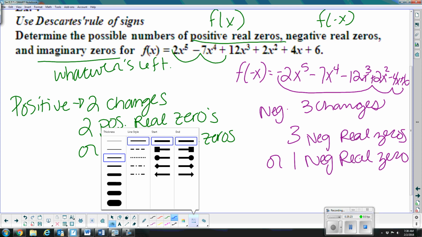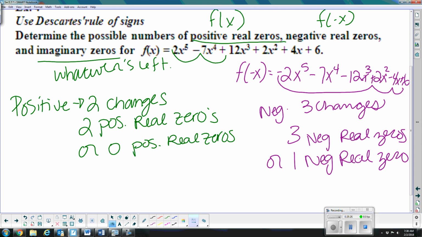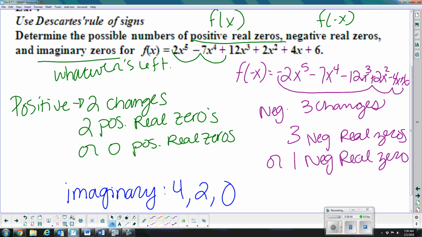So for your imaginary solutions, if there are 0 positive real zeros and 1 negative real zero, that means there could be 4 imaginary. If there's 1 negative zero and 2 positive, that means there could be 2 imaginary. There has to be 5 total. And if there's 0 positive and 3 negative, there could be 2 imaginary. Or if there's 2 positive and 3 negative, then there would be 0 imaginary solutions.